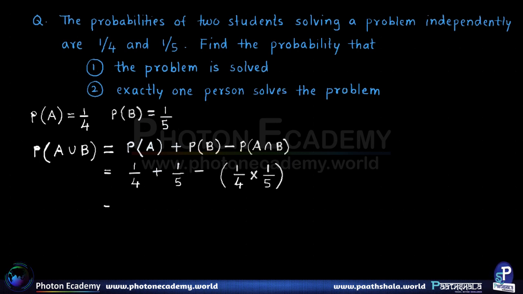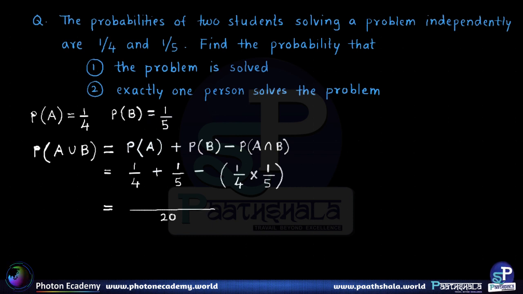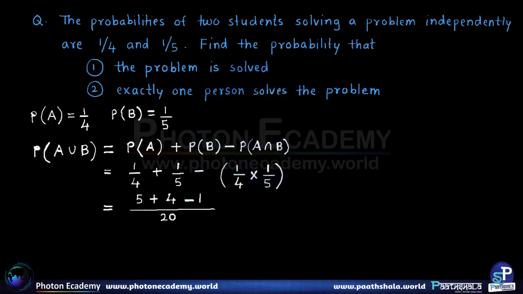So that is further equal to, now let us see that the denominator throughout will be 20. So let us write the denominator as 20. In the numerator, first we have 5 plus next we have 4, and from the last term we have minus 1. So 5 plus 4 is 9 and 9 minus 1 is 8. So 8 by 20 is nothing but 2 upon 5. So that's the probability that the problem is solved.